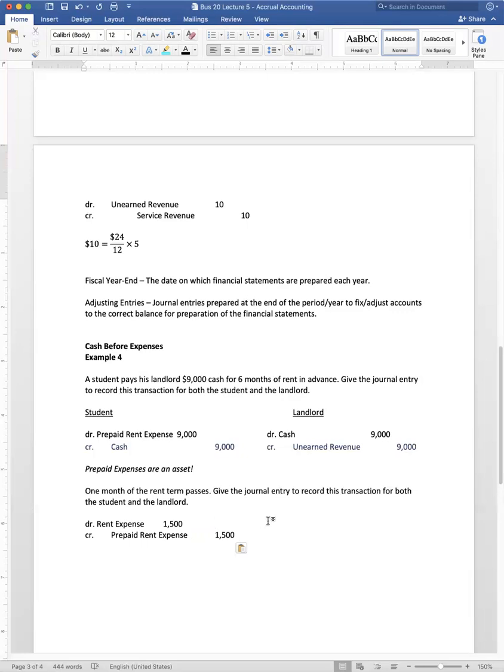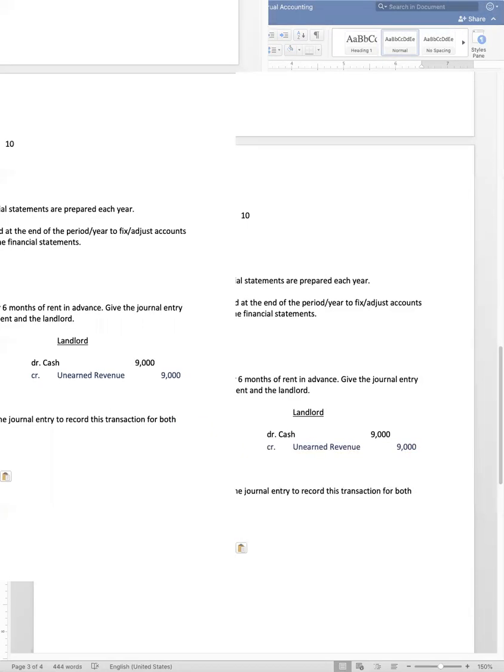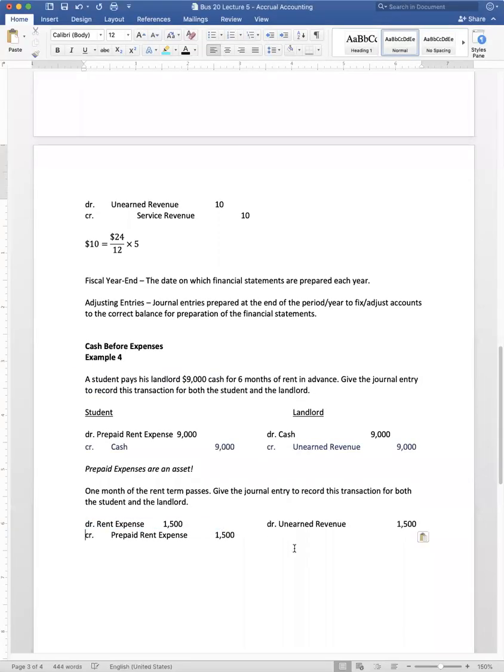Now, what about the landlord, right? The landlord has unearned revenue, and after a month passes, they've earned some of that revenue. So what's going to happen is they're going to debit or decrease their unearned revenue. Now, in the case of the landlord, they don't have rent expense. They're going to have revenue. As they earn, they're going to record their revenue. So their credit is going to be rent revenue.